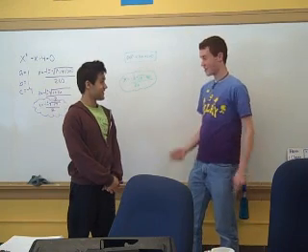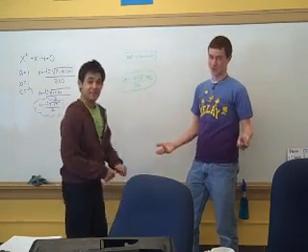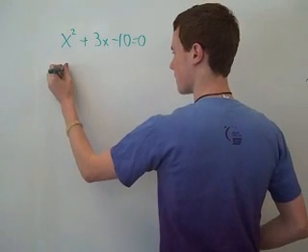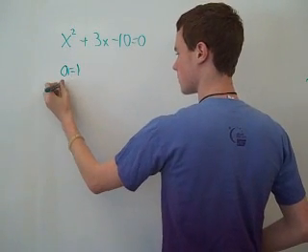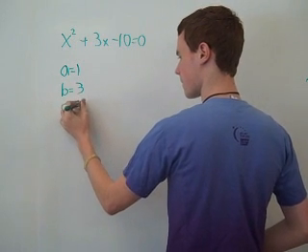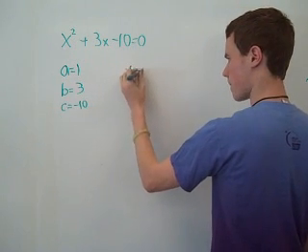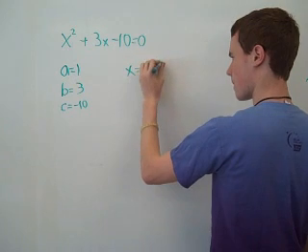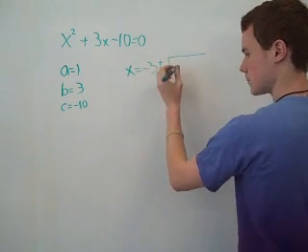Very nice. Now let's see what happens with this example. Again, let's define our variables. First, a is equal to 1, b is equal to 3, and c is equal to negative 10. Substituting these values into the quadratic formula gives us the following.